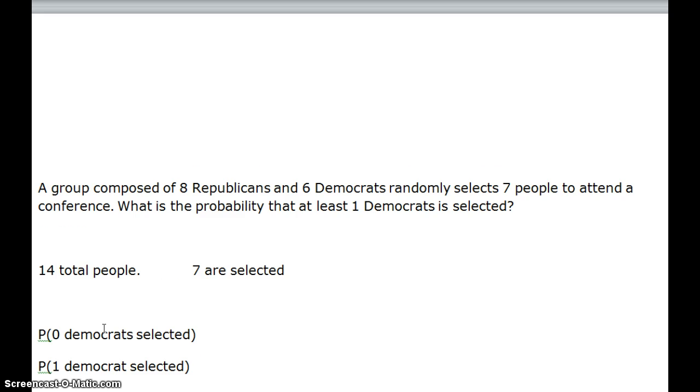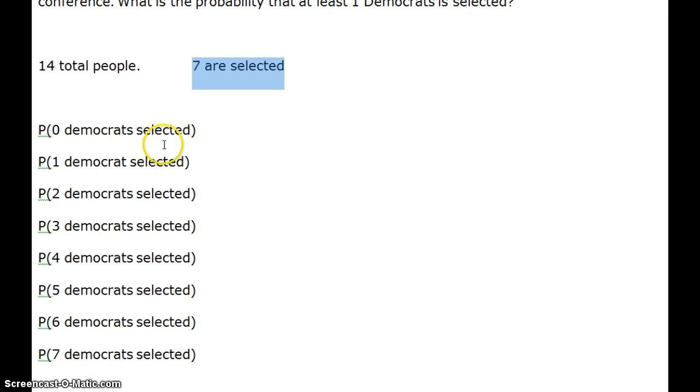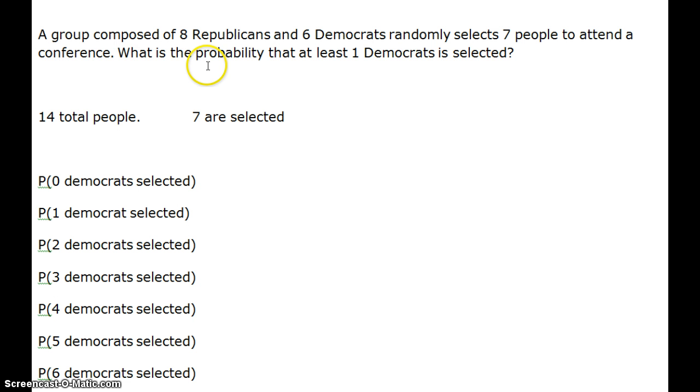Let's see, the next problem. For this one, we start off by noting there's 14 total people and we're selecting 7. Notice these are our only options. We could select either 0 Democrats, 1 Democrat and 6 Republicans, 2 Democrats, which would mean 5 Republicans, 3 Democrats, 4 Democrats, 5, 6, or 7. Those are your only options. So the problem's asking what's the probability that at least 1 Democrat is selected.